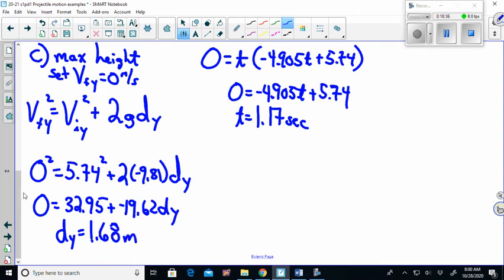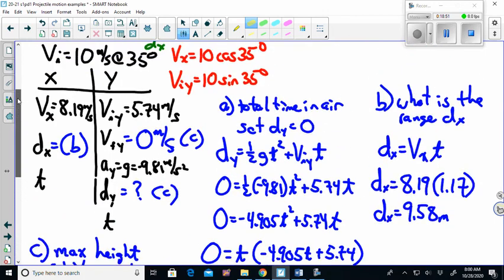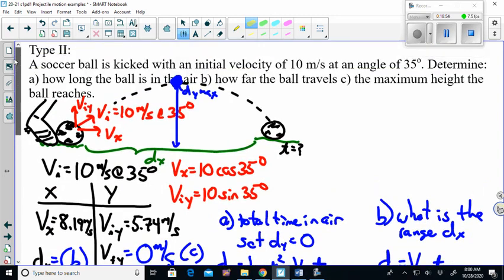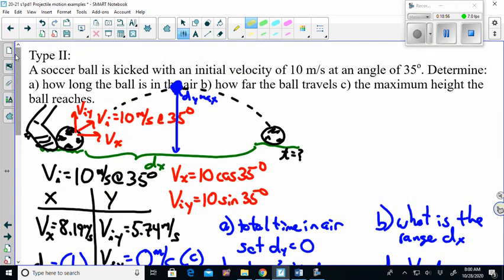Again, like I said, this was not a very powerful or far kick. It only goes a little over a meter and a half in the air, and it only travels less than 10 meters, so not a great kick. All right, so there is a type 2 projectile motion problem. Again, it doesn't matter if it's a golf ball, a baseball, a rock, or whatever. Type 2s start on the ground, land on the ground.